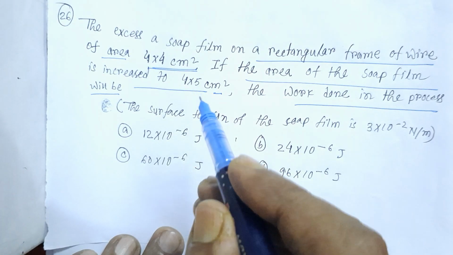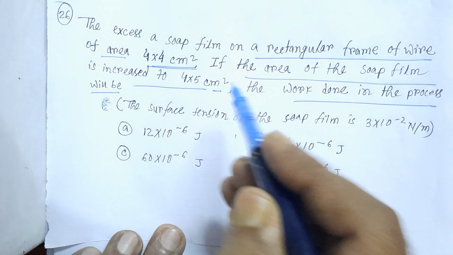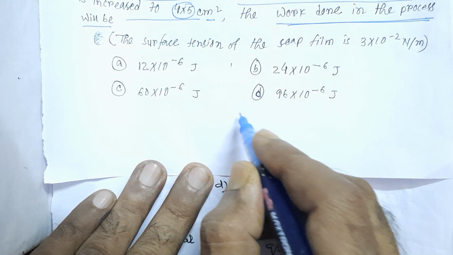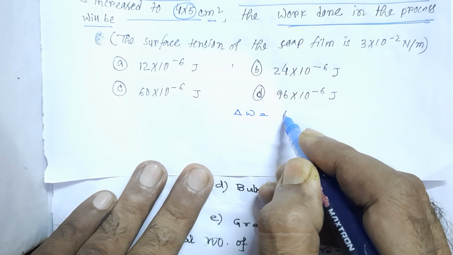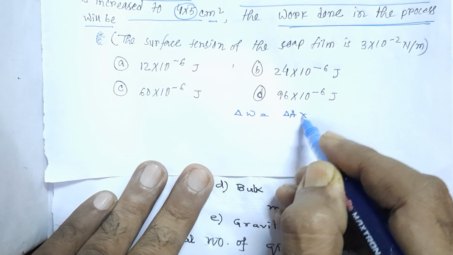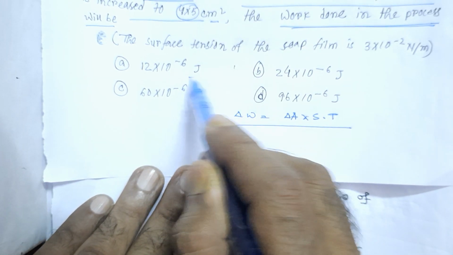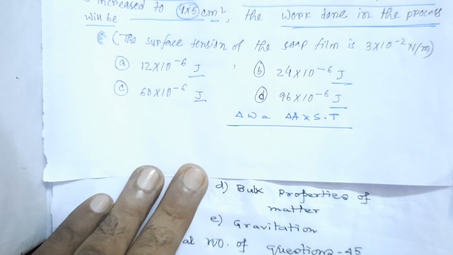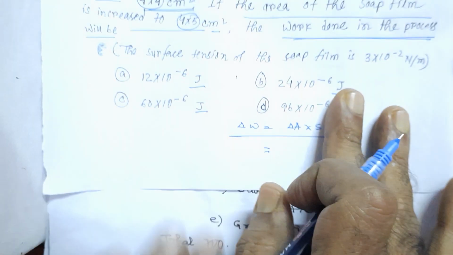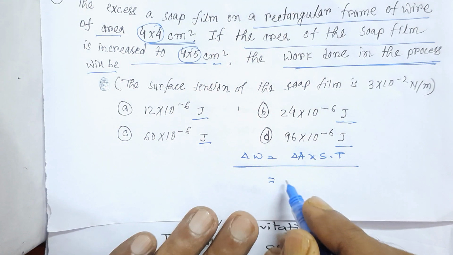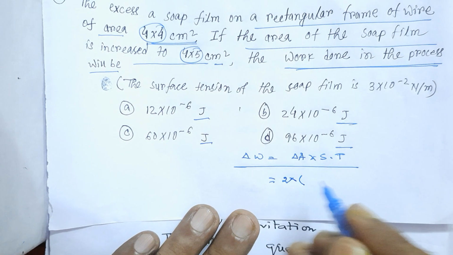Here we are to find the work done in the process. The area of the film is going from 4 by 4 centimeter square to 4 by 5 centimeter square. We know that work done equals change in surface area into surface tension. And all the options are given in joule, that is in SI unit. And soap film, as we know, has two surfaces. So the change in surface area is double the change.